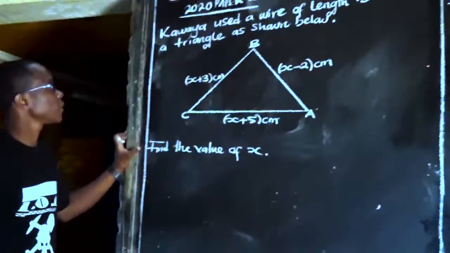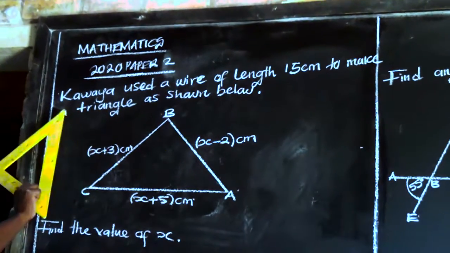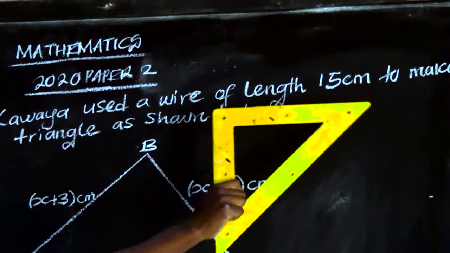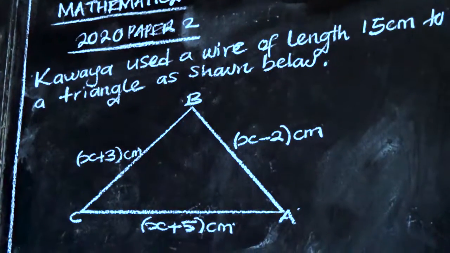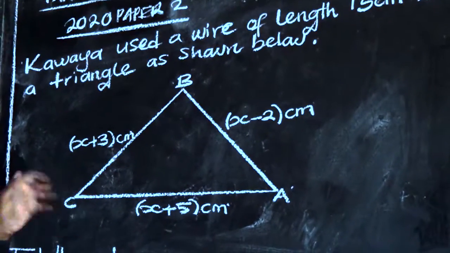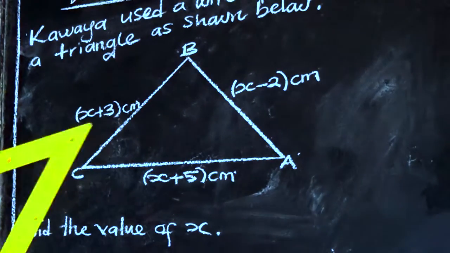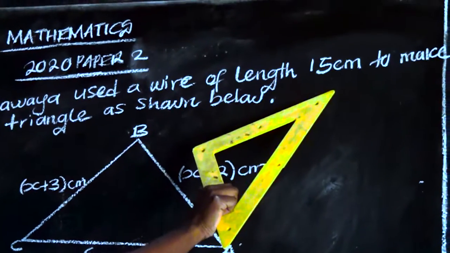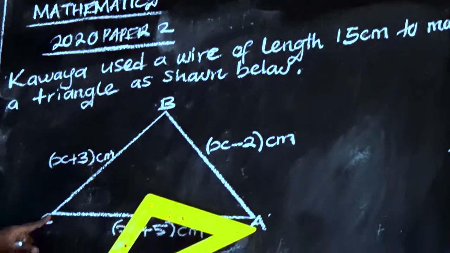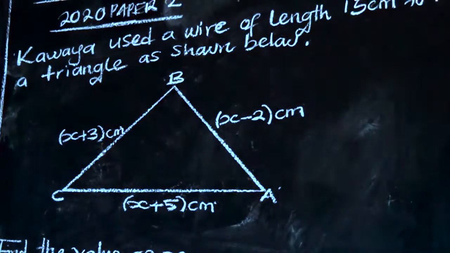Yeah? Okay? So let us look at 2020 people. Paper 2. It's saying Kawaya used a wire of length 15 centimeters to make a triangle as shown below. So they are saying Kawaya used a wire to make a triangle. Now the length of this wire was 15 centimeters. So after folding it, making corners C, A, then even B, he used a wire to make a what? A triangle.